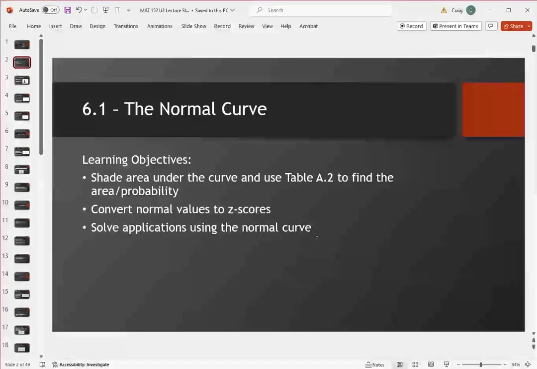So this week we're going to talk about how to understand the normal distribution, what it is, and I'm going to show you how to use it some in this situation. And then in the next section, we're going to expand it a little bit further.